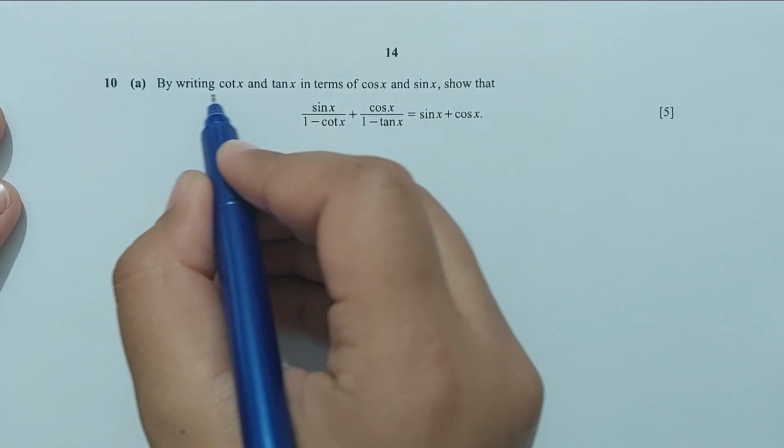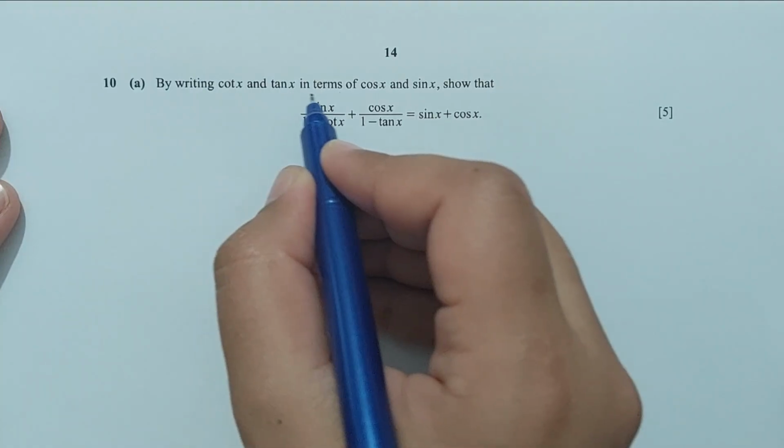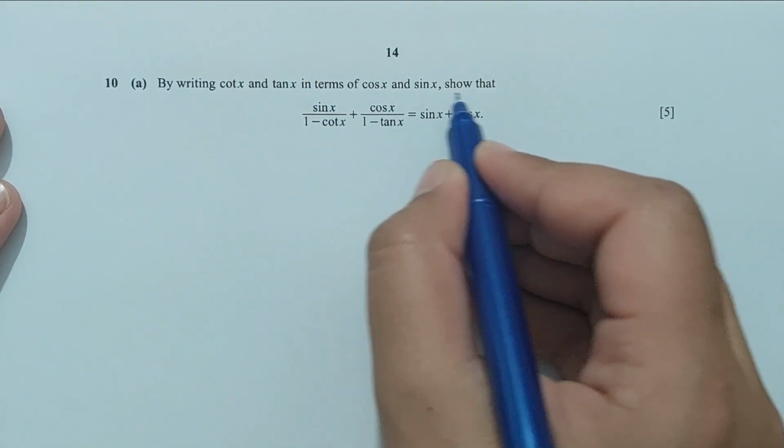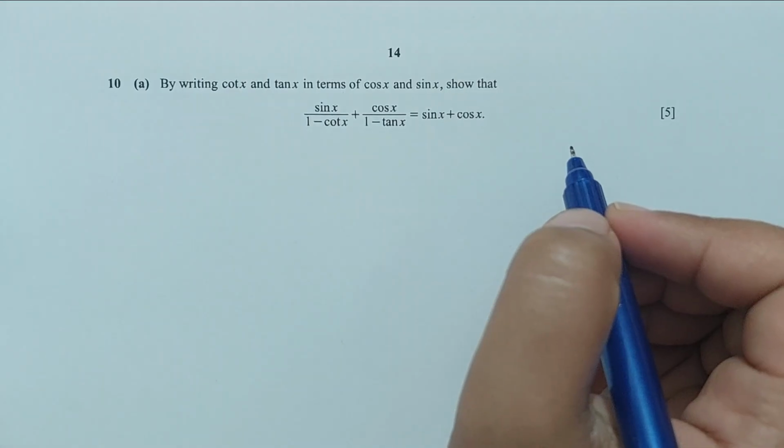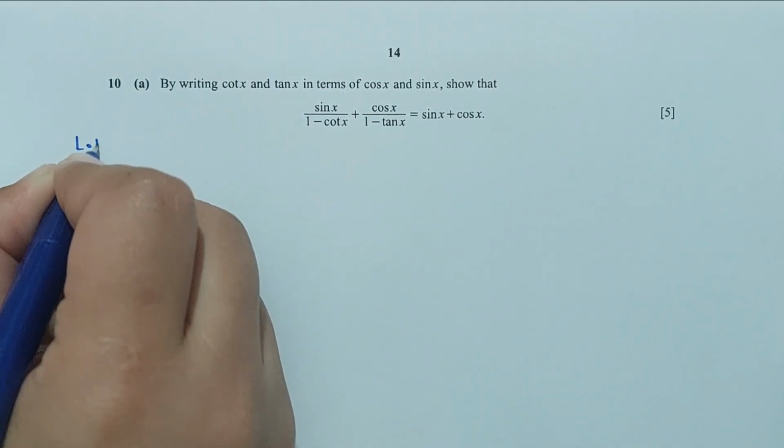Question number 10, part A. By writing cot x and tan x in terms of cos x and sin x, show that the left hand side equals the right hand side. Okay, the left equals the right, sorry. So let me start from the left hand side.